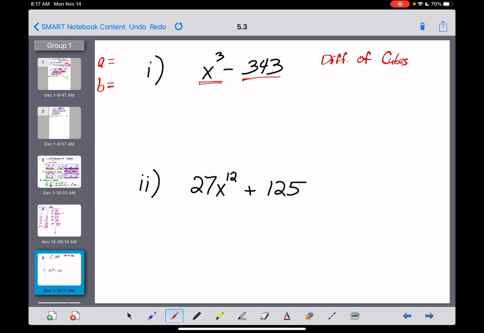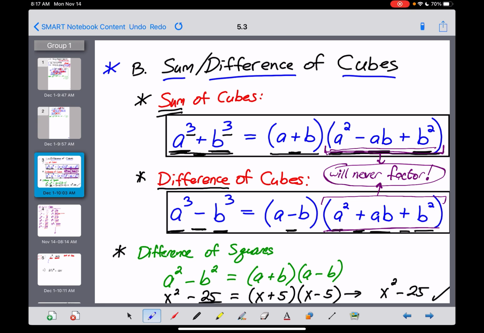A is the cube root of this term right over here, so that's just going to be x. And then b is the cube root of this term right over here, and the cube root of 343 we said is 7. So that's going to be helpful when we try to follow this factoring pattern that we wrote down here. I forgot which one this was. This was a difference of cubes.